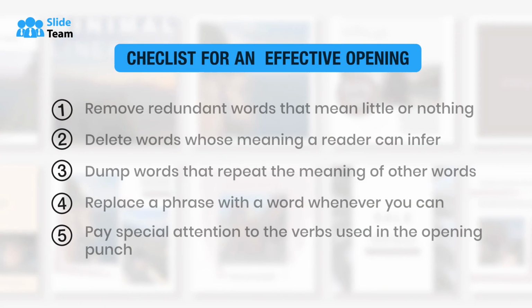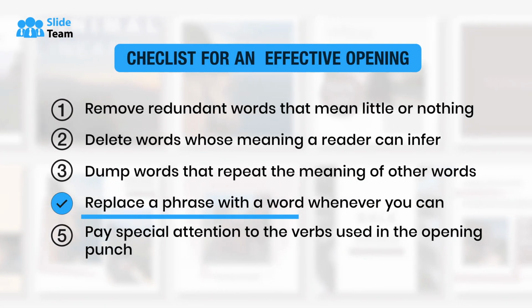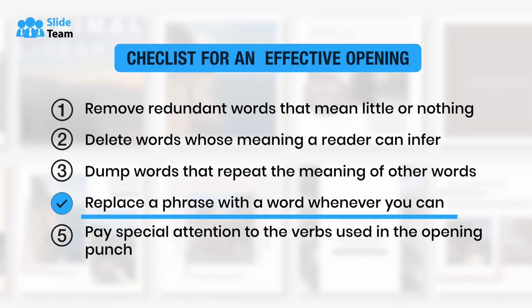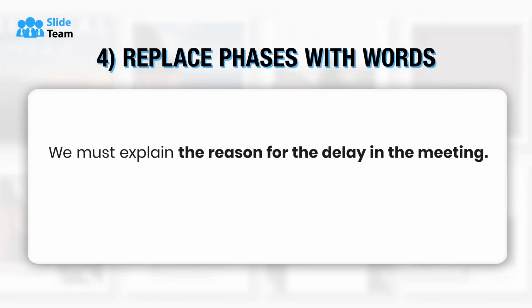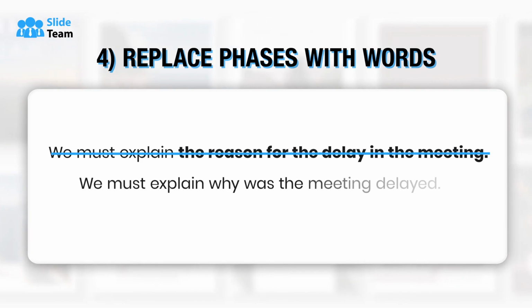The fourth point on this checklist has to be, replace a phrase with a word whenever you can. For example, we must explain the reason for the delay in the meeting. Should be rewritten as, we must explore why the meeting was delayed.